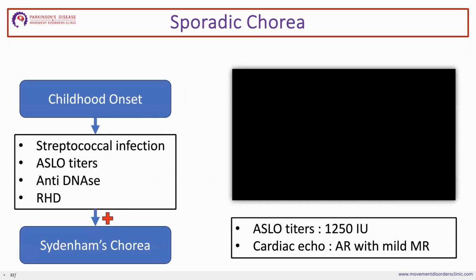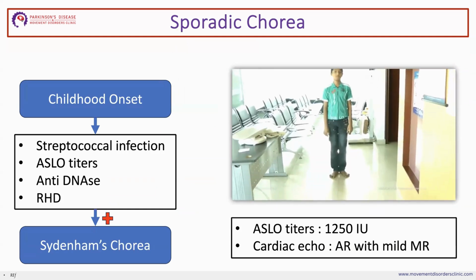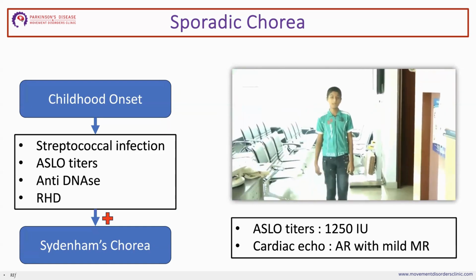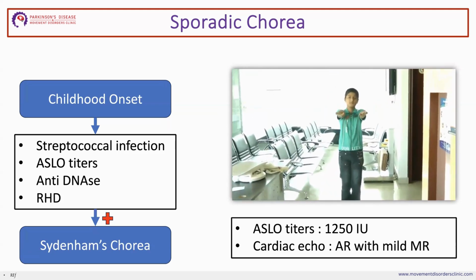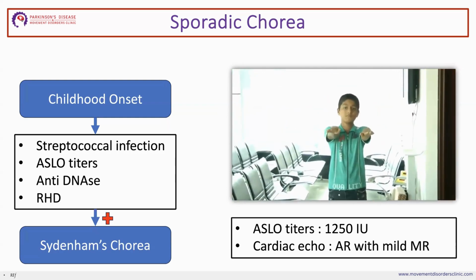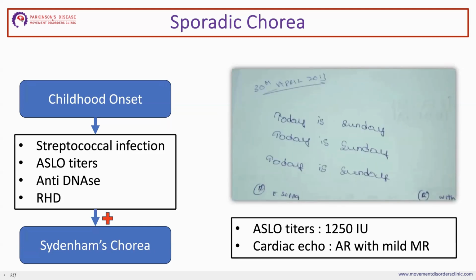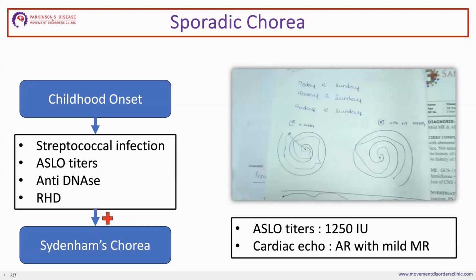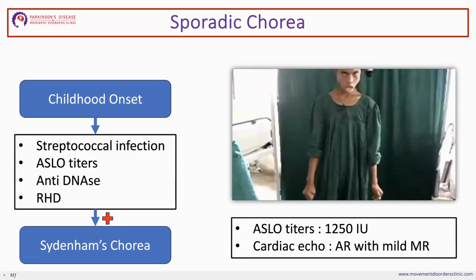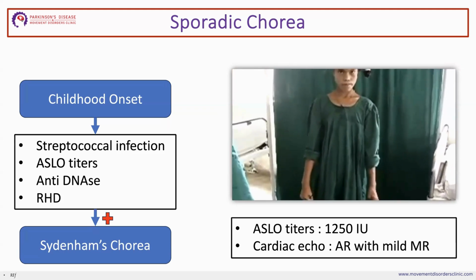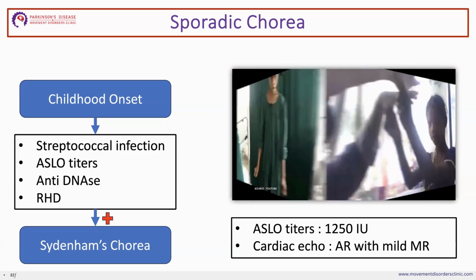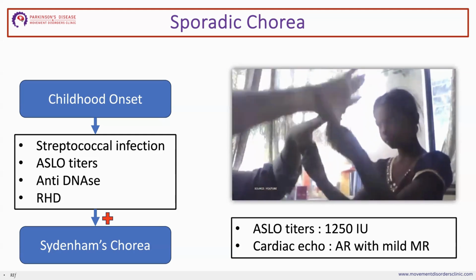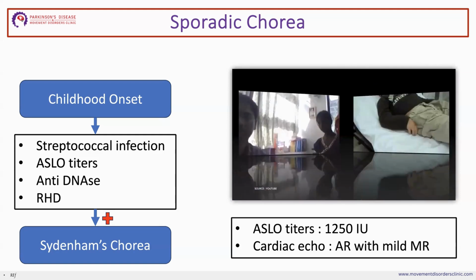Sporadic chorea, let us take an example-based approach. A childhood onset chorea has come to you on a background of probably a throat infection, which is a streptococcal infection, where you get ASLO titers, anti-DNase, and you do a cardiac echo, which is suggestive of a rheumatic heart disease. When you get this, it's very easy. What you're seeing is Sydenham's chorea. And yes, the treatment is very specific, which all of us know and can manage. Here are some videos available on various forms of choreic movements.